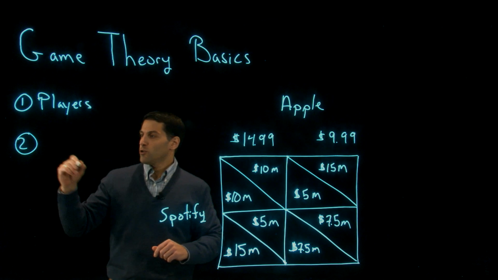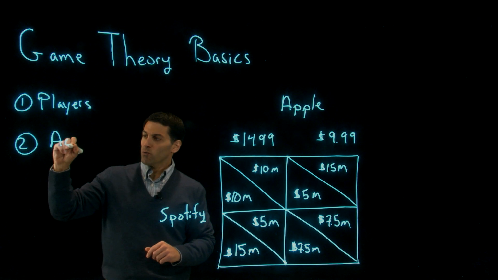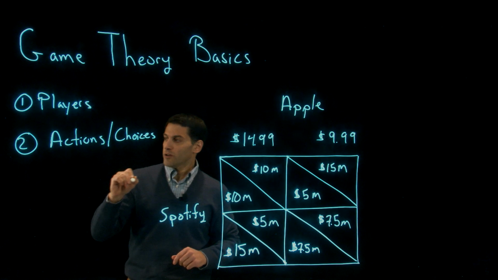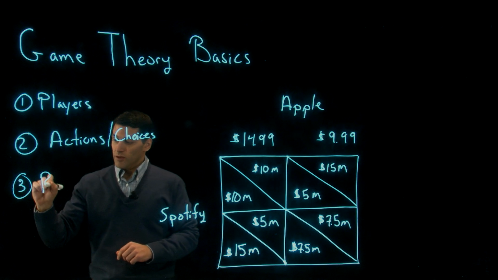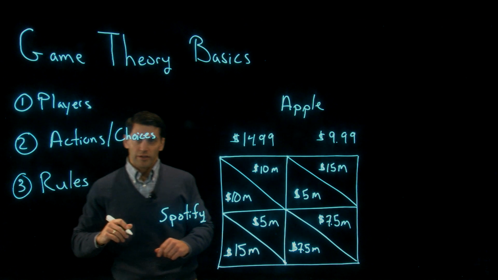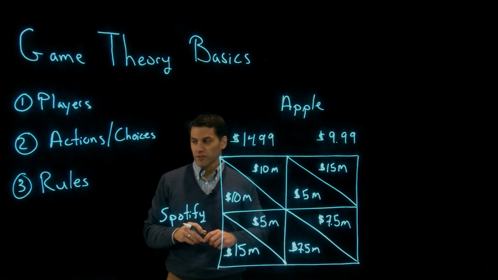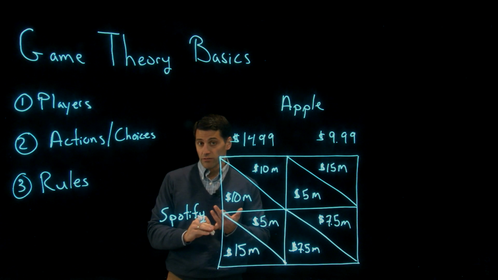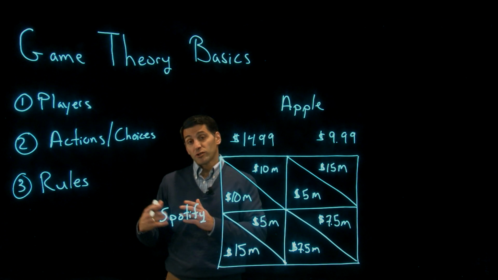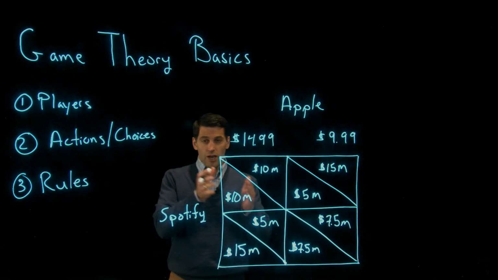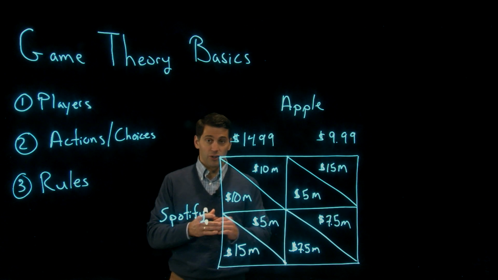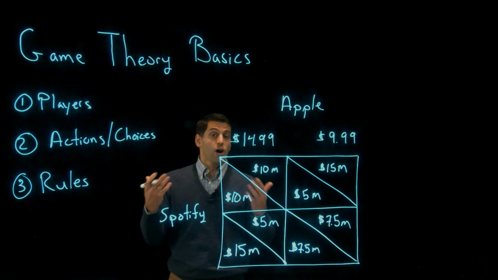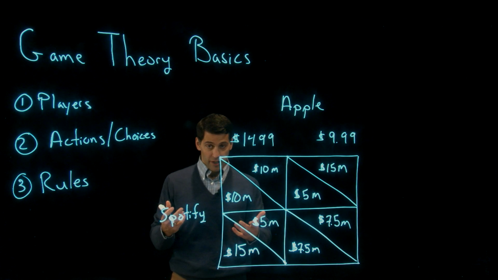We have to know what their possible actions or choices are. So what can the players do? We have to have a set of rules. Commonly in different kinds of games, in our game theory models, those rules are things like: do the players move simultaneously, as we're going to have in this first example? Do they move sequentially? So does one player get to move first, and then the second player reacts, as we're going to have in the sequential game example? Do they play the game more than once? Is it a one-off game or is it a repeated game?